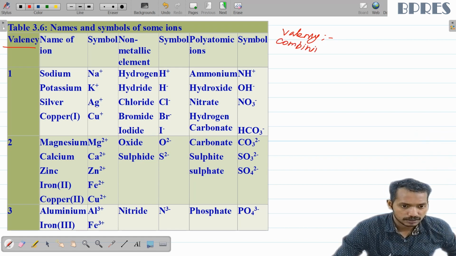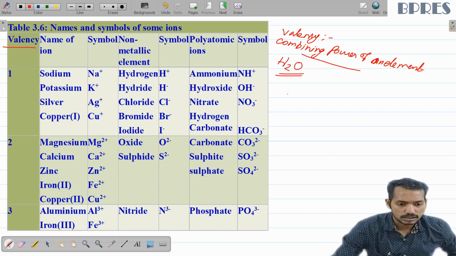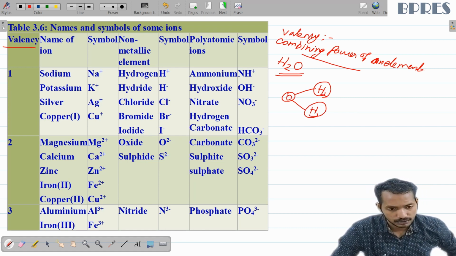Combining power of an element. That is called valency. For example, if we take water, H2O. In this case, oxygen combines with two hydrogen atoms. Clear? Oxygen combined with two hydrogen atoms.